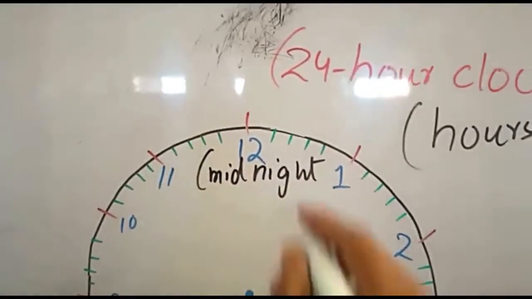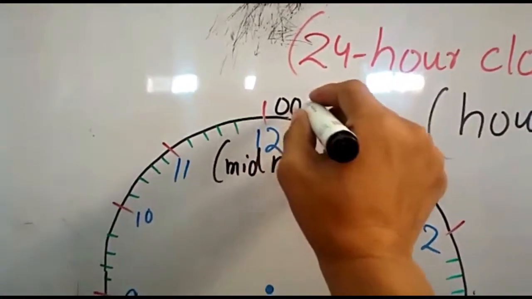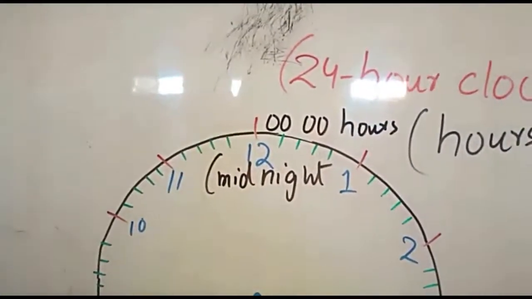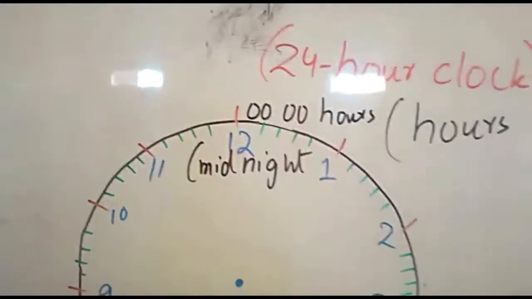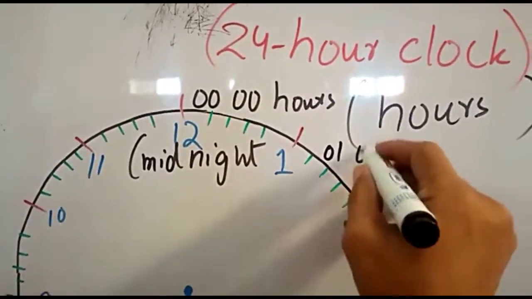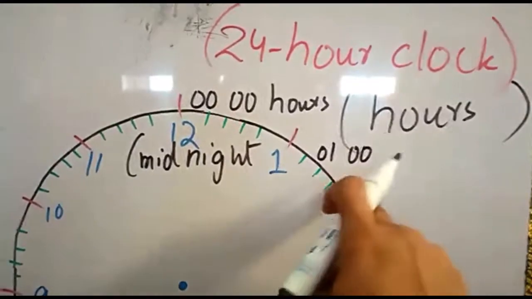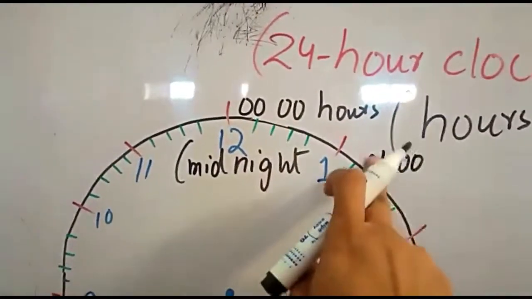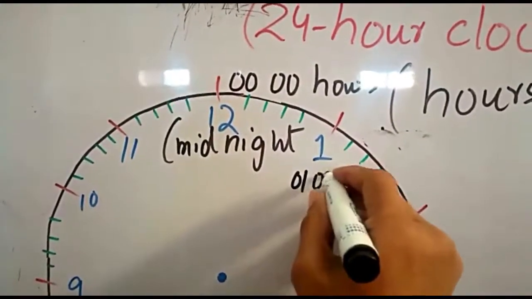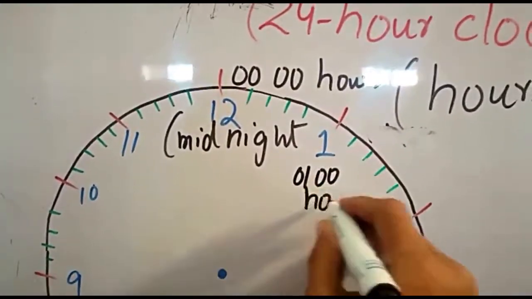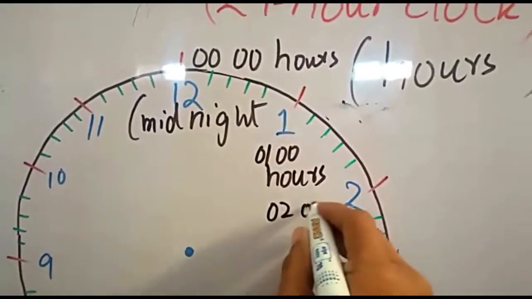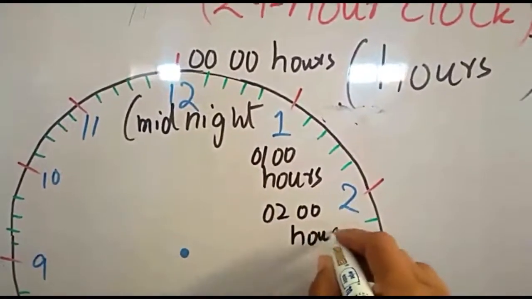Midnight is called 0000 hours. At 1 at night it is 0100 hours. Okay, we can write it here like this, 0100 hours, and here 0200 hours.